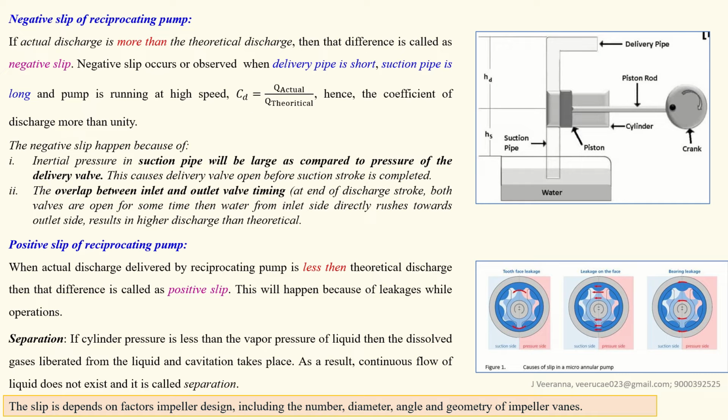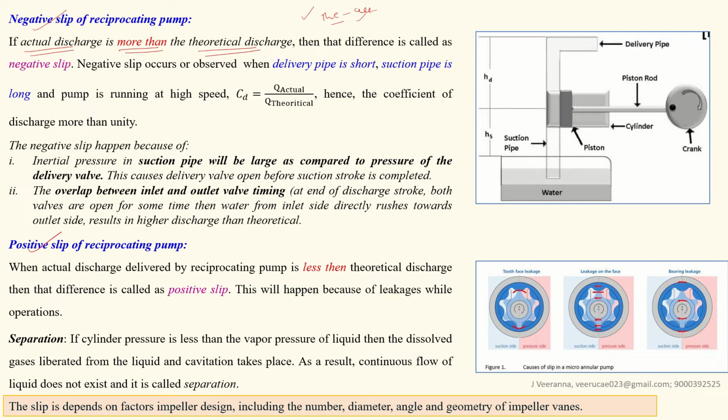Now this slip is of two types. As I told you, the slip is nothing but the difference between your theoretical discharge minus actual discharge. Suppose the theoretical discharge is higher than the actual, that is one case. Based on this condition, the slip has been classified into two types. One is your negative slip, another is a positive slip. So negative slip means the actual discharge is more than the theoretical discharge.